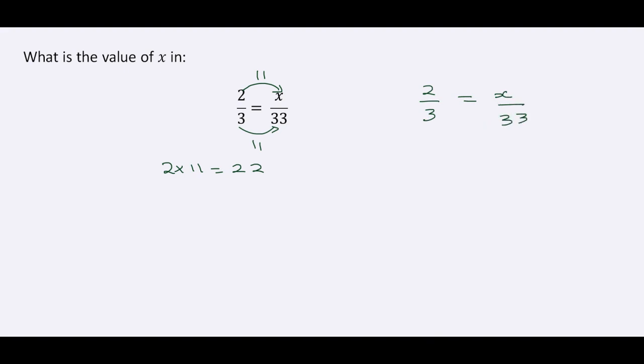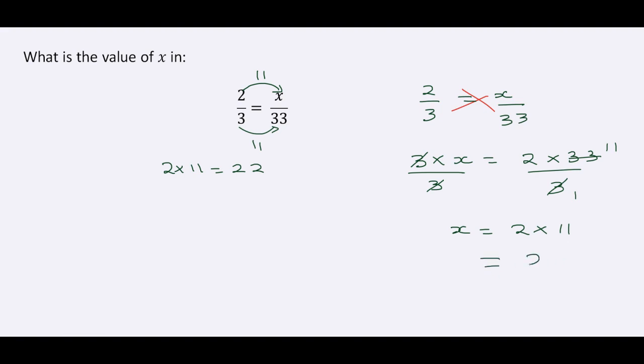Okay, so now let's get our cross product going, and that means we have 3 multiplied by x equal to 2 multiplied by 33. So I'm going to divide both of them by 3. So this 3 and this 3 are going to cross out. 3 divided by 3, we have 1. 33 divided by 3, we have 11. So x is equal to 2 multiplied by 11, which is going to give us 22. So x is 22. x is 22 over here as well.